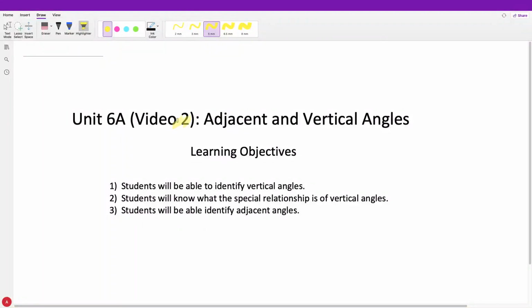So now I'm going to move on to the second video of this section A, and this is where you should actually be learning some new things. What we're going to be focused on now are adjacent and vertical angles. We're going to be looking at specific angles, adjacent and vertical angles.